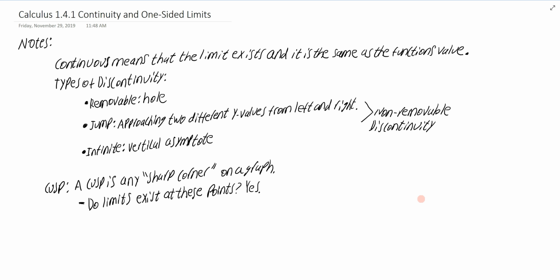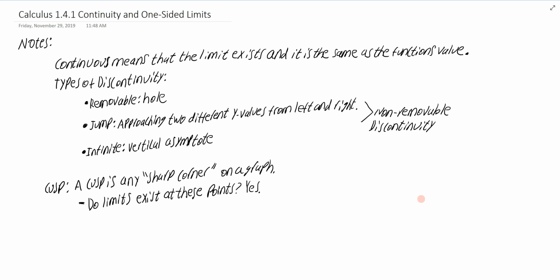In a jump, we have a function that approaches two different y values from the left and right. If you look on a graph, you'll see that there appears to be a jump. The graph goes from, let's say, -1 and bumps up to 1. And then we have an infinite discontinuity, which takes the form of a vertical asymptote.